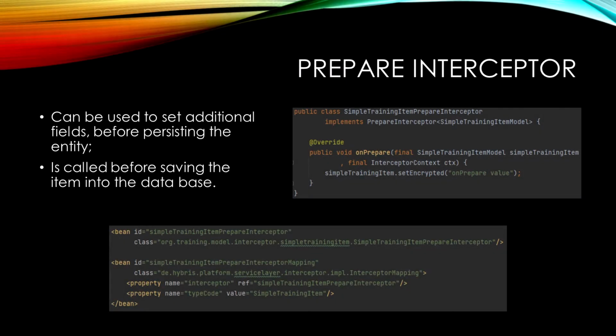The Prepare Interceptor is used to fill additional values and prepare the model for persistence. This interceptor is called on every Model Service Save method call.